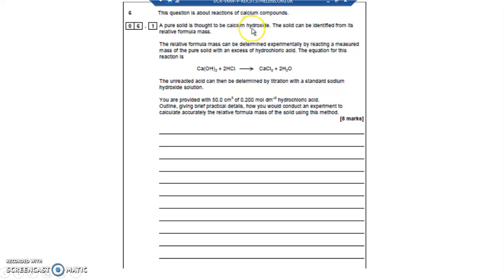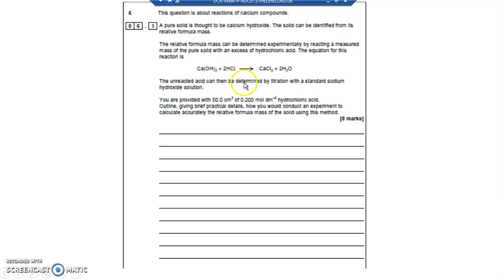A pure solid is thought to be calcium hydroxide. Calcium hydroxide reacts with 2 moles of HCl, hydrochloric acid, and makes calcium chloride and water. And then what you can do is you can take any unreacted acid. That gives you a clue. Unreacted acid means that we've got excess acid. We're going to use up all of the calcium hydroxide and we're going to have unreacted excess acid.